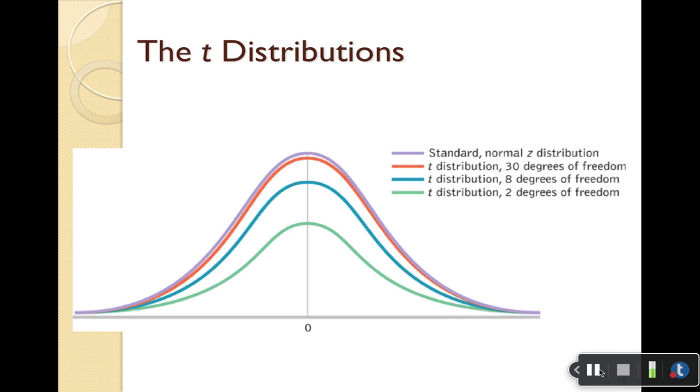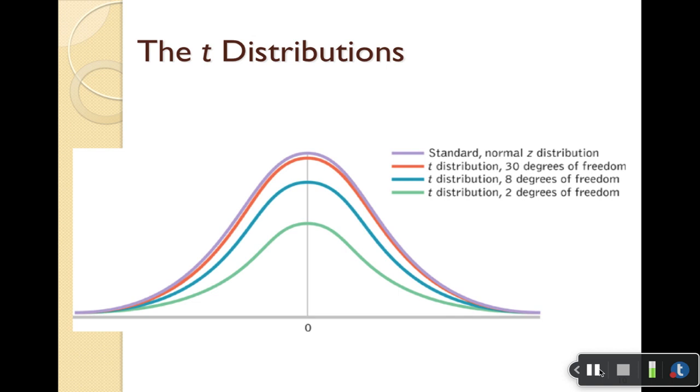So this green distribution on the very bottom is a t-distribution with 2 degrees of freedom, or for a sample of 3 people. The teal kind of bluish one is 8 degrees of freedom, or a sample of 9, and the t-distribution that is orange has 30 degrees of freedom, or 31.